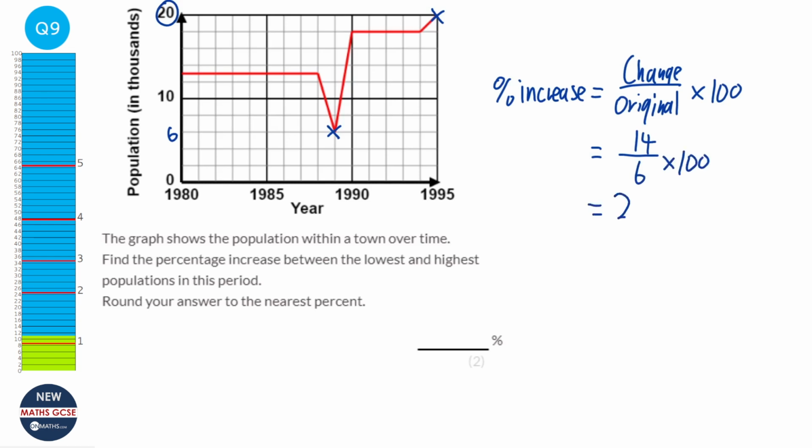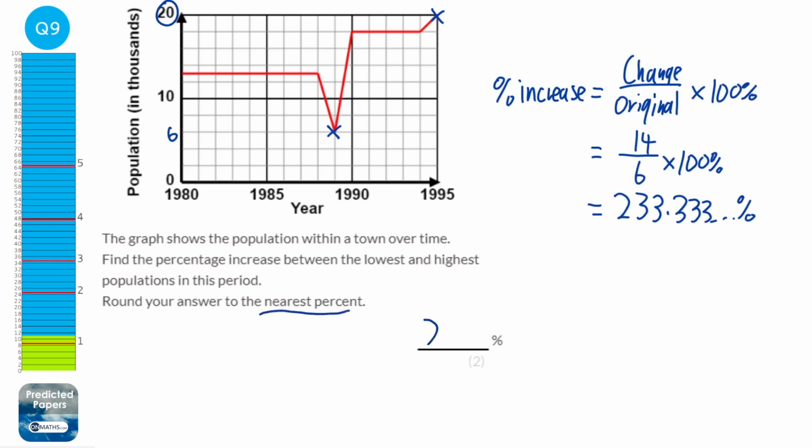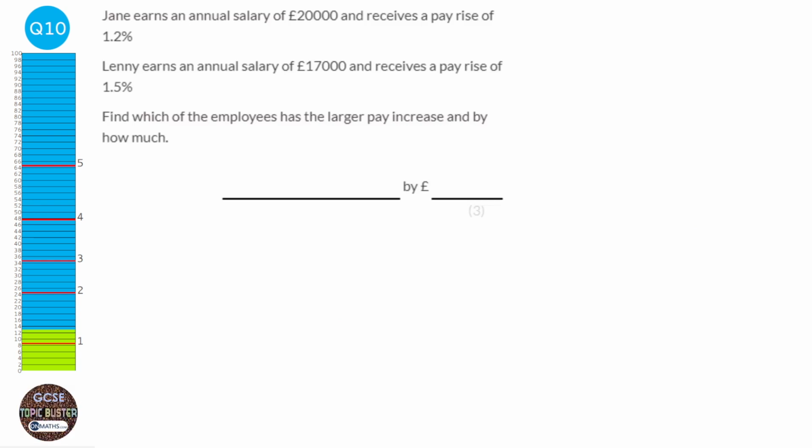And that gives us 233.333 blah blah blah percent. And this 100 technically is 100% that we're timesing it by. So it says it wants it to the nearest percent, so that would be 233%.